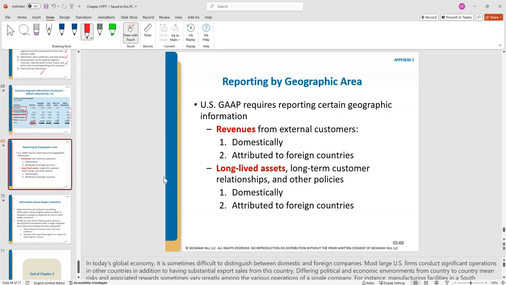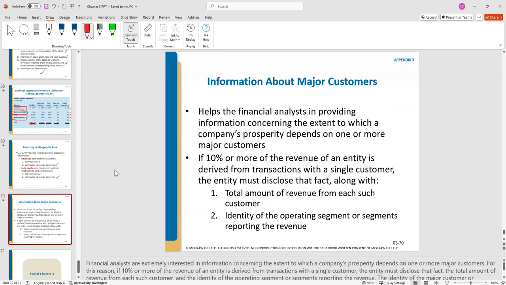It says here, US GAAP requires reporting certain geographic information, namely revenues from external customers, both domestically and attributed to foreign countries, and then long-lived assets, long-term customer relationships, and other policies, both domestically and attributed to foreign countries. Again, the last thing to be aware of is information about major customers. This helps financial analysts by providing information concerning the extent to which a company's prosperity depends on one or more of its major customers.